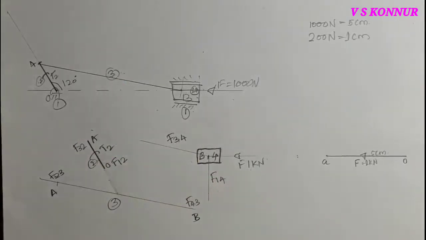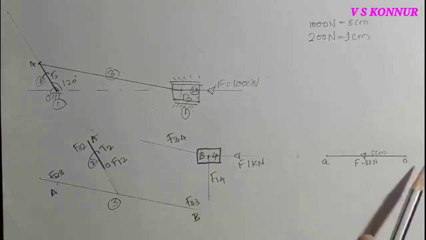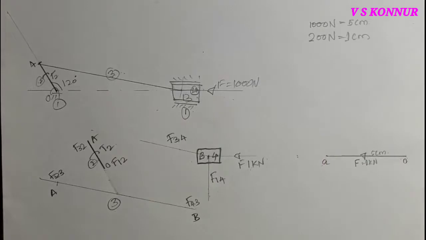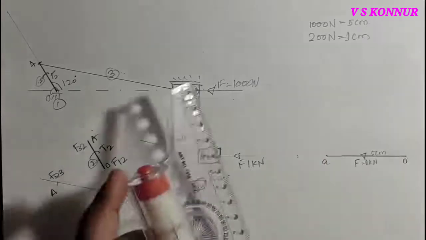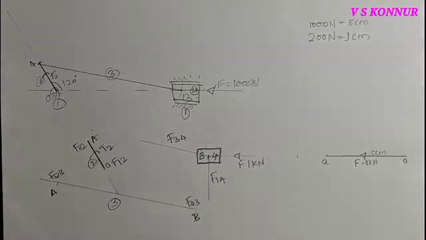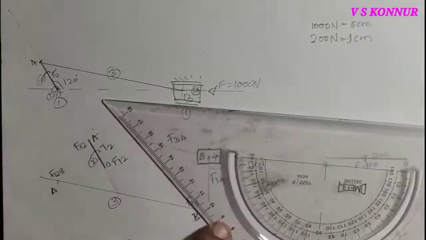Now this perpendicular force you can draw from O or A. This F34 also you can draw from O or A. One you have to transfer from A, one you have to transfer from O, so that it will form a polygon. Now we'll draw a perpendicular. This is 90 degree always. You can take 90 degree with the protractor for accuracy of the results.